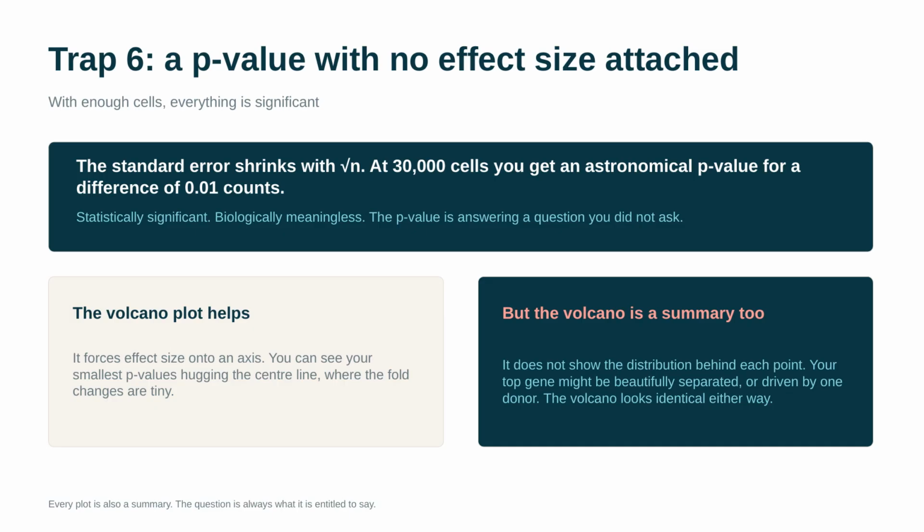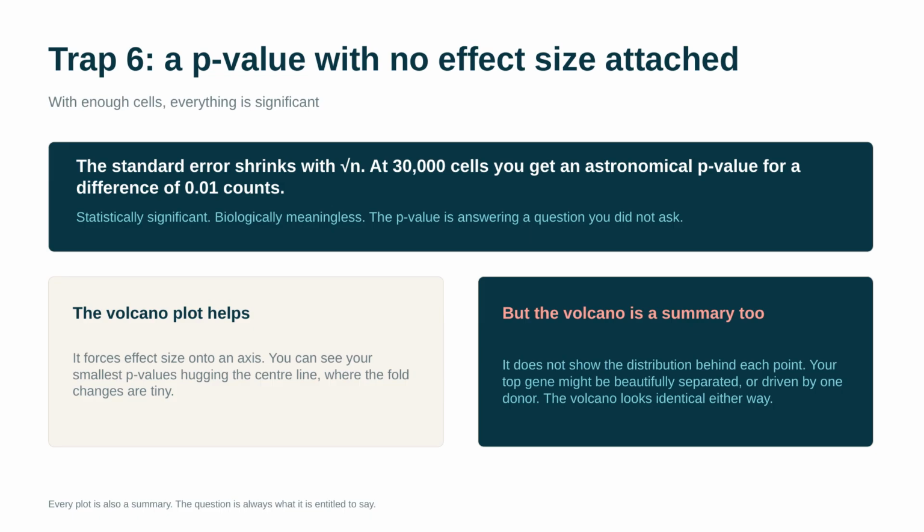Trap 6. The p-value with no effect size attached. With enough cells, everything is significant. We showed you why in the last video. The standard error shrinks with the square root of n, so at 30,000 cells you can get an astronomically small p-value for a difference in mean expression of 1/100th of a count. Statistically significant. Biologically meaningless. A volcano plot helps here, because it forces the effect size onto one axis, and you can see that your smallest p-values are hugging the center line where the fold changes are tiny.